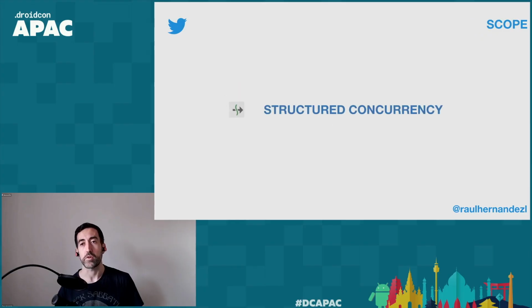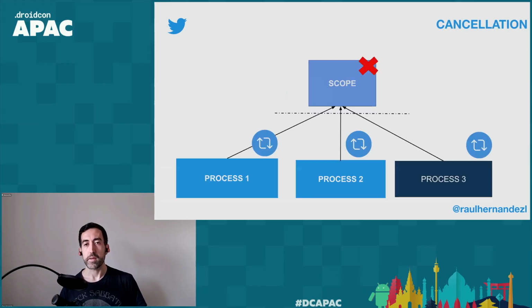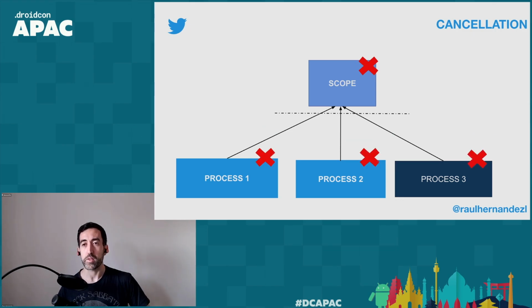For instance, structured concurrency. Structured concurrency is super cool because you have a few benefits that you couldn't have with simple disposables. For instance, recursive cleanup. What does something like that mean? That means that you have this scope over a few processes, and those processes are running right now, and you cancel this scope. You could cancel all of them, and you wouldn't need to do it one by one.